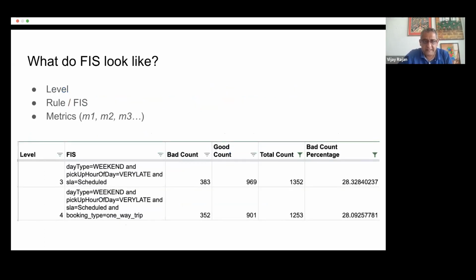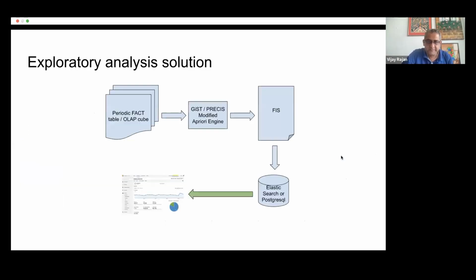And what does a frequent item set look like? It looks like it's got a level, that is how many combinations, and it's got a rule, which I call FIS, weekend, very late, and scheduled. And it's got metrics, M1, like bad count, good count, total count, bad percentage. So, of course, bad percentage is a derived count, and so is total count. All I need to do is compute bad count and good count, and then add it to form the total count, and then compute the bad percentage.